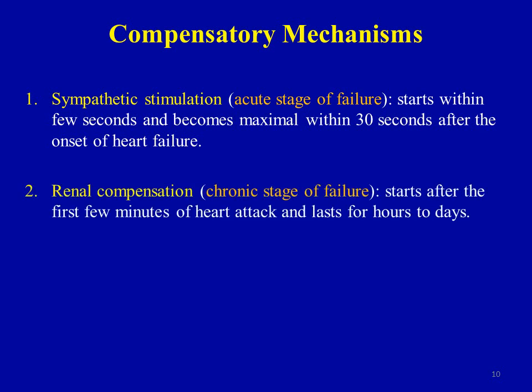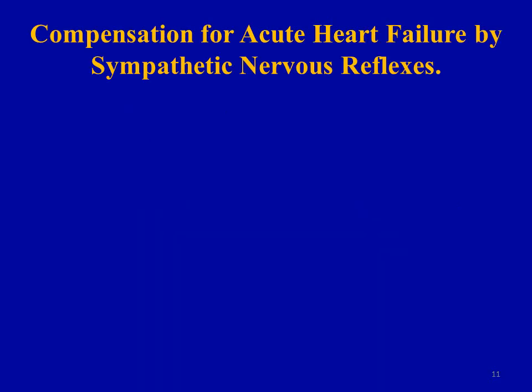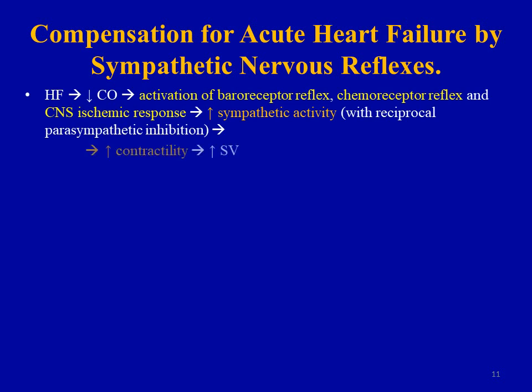The second compensatory mechanism is the renal compensation. It is employed mainly in the chronic stage of heart failure. It starts after the first few minutes of the heart attack and lasts for hours to days. Compensation for acute heart failure by sympathetic nervous system reflexes occurs as follows. In heart failure, there is a decrease in the cardiac output below the metabolic requirements of the body, and this will lead to the activation of baroreceptor reflex, chemoreceptor reflex, and the CNS ischemic response.